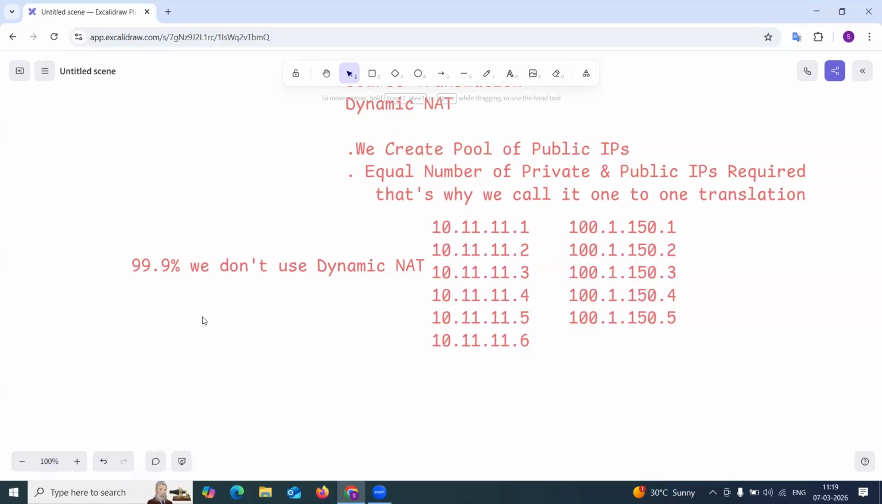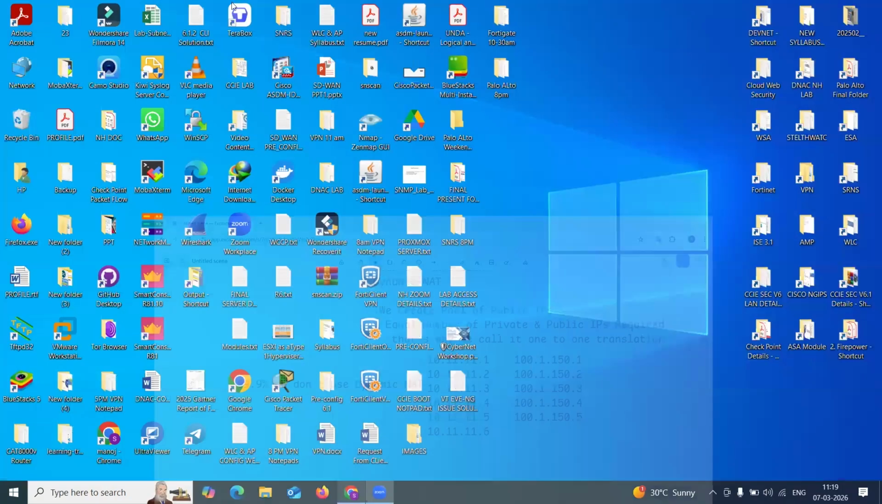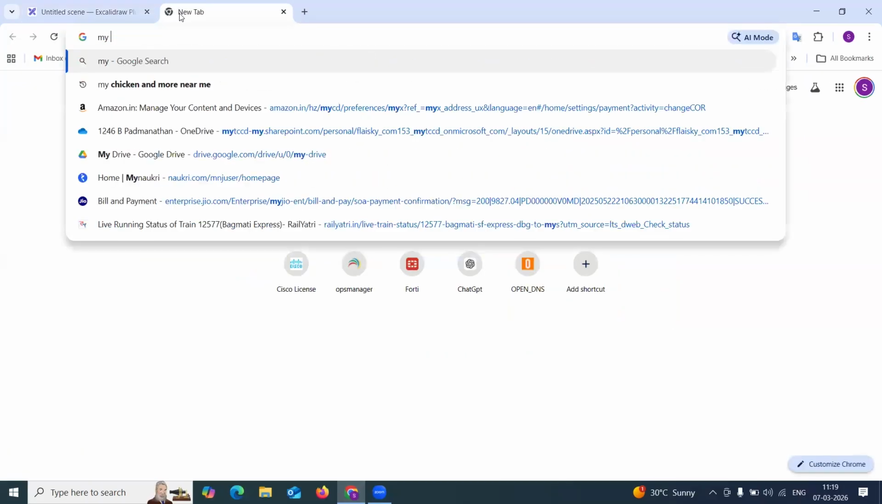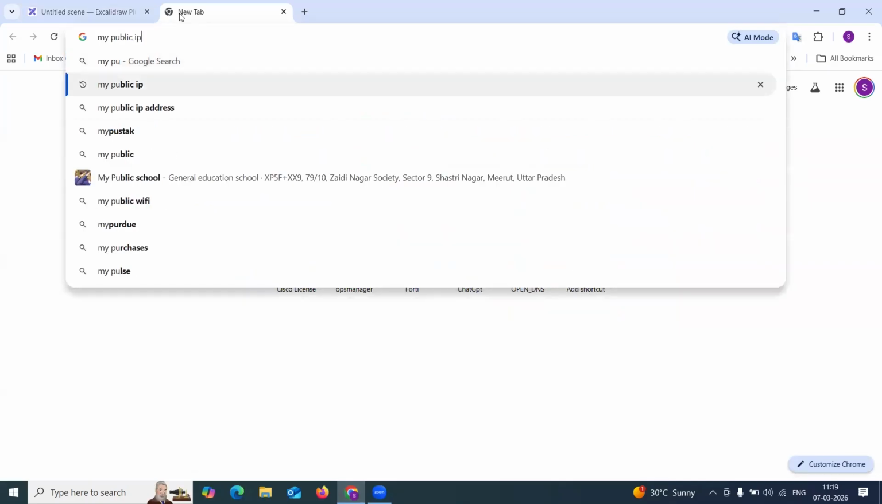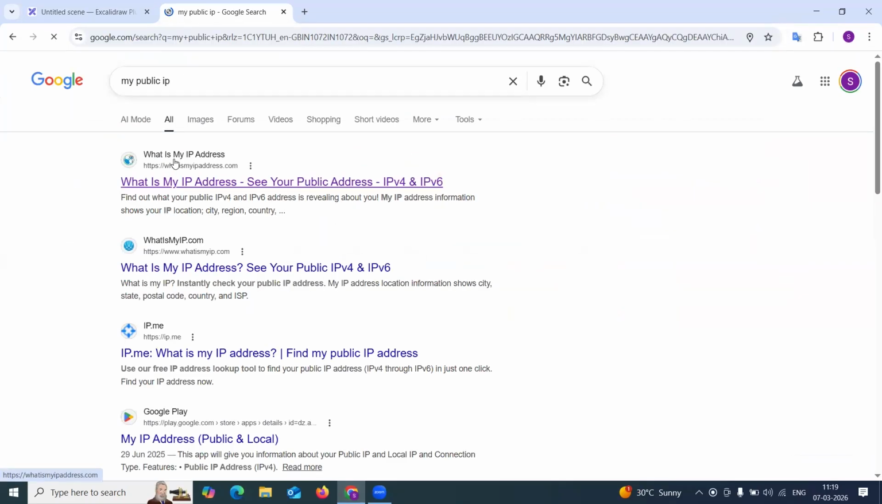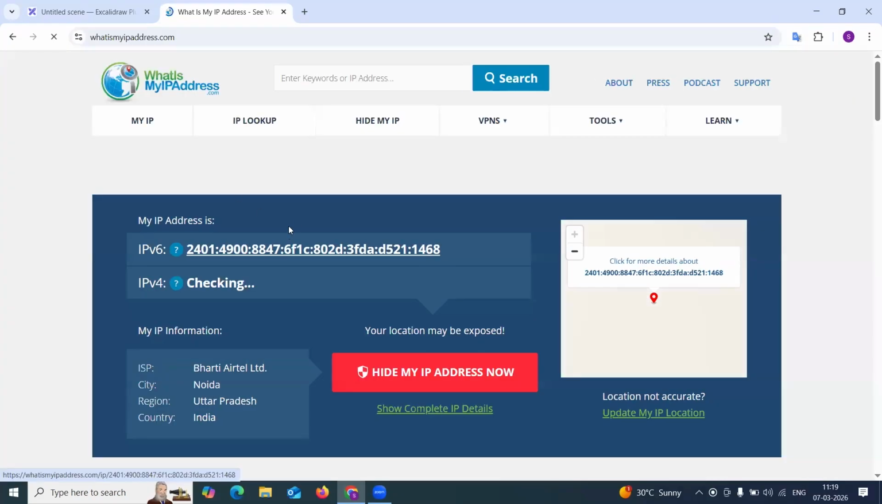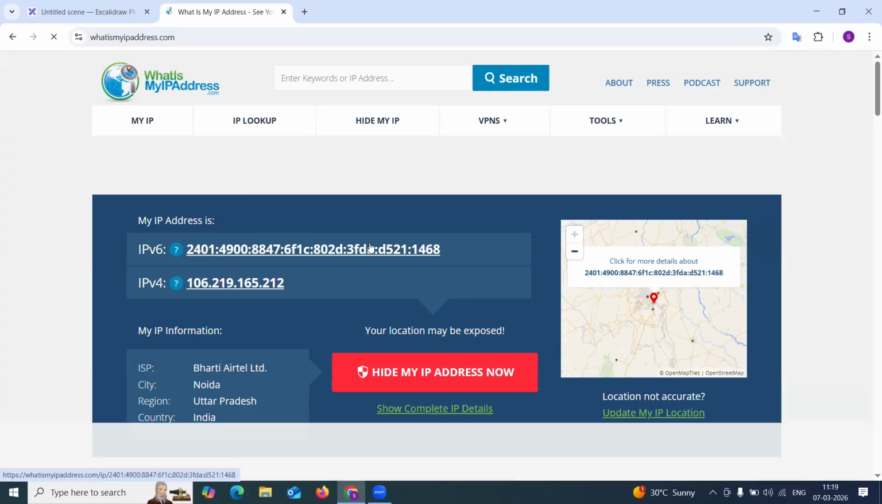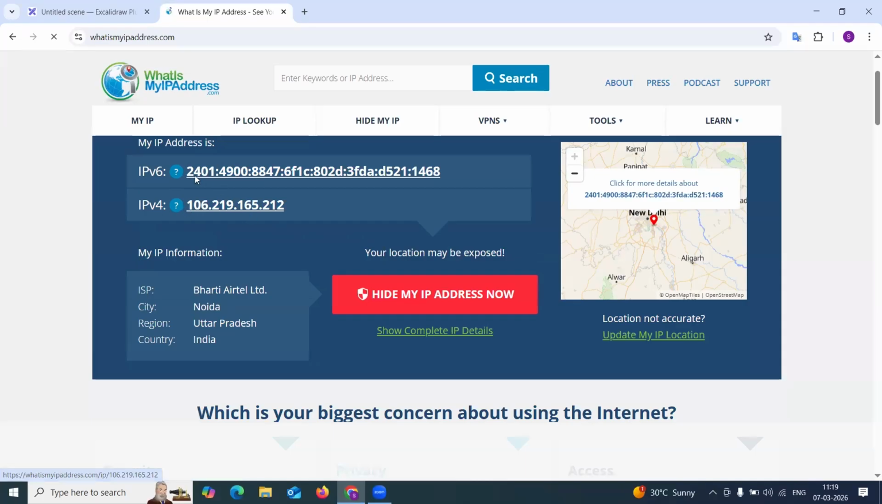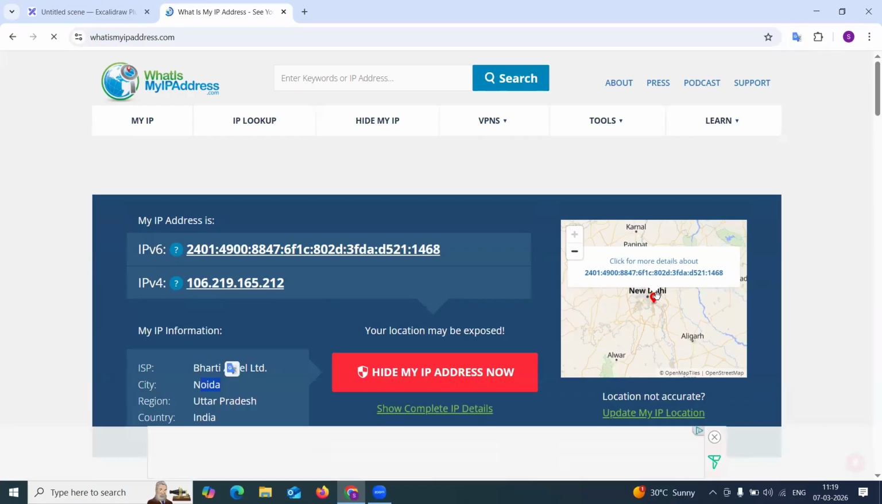Right now, here also at first floor, I'm not using static public IP. I'm using dynamic. So how to know what's your public IP? Say my public IP. Go to this website. It will detect your public IP. This is my IPv4 public IP. This is my IPv6 public IP. And this is of Airtel in Noida based Uttar Pradesh. And this is my location.